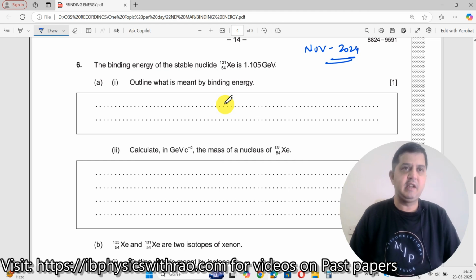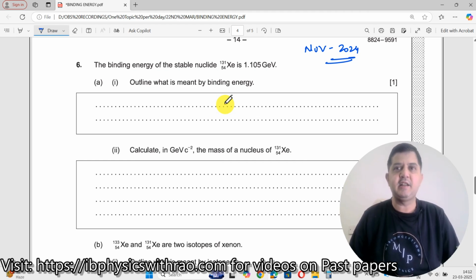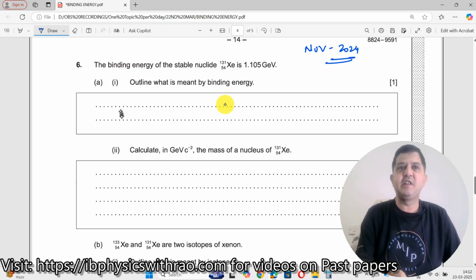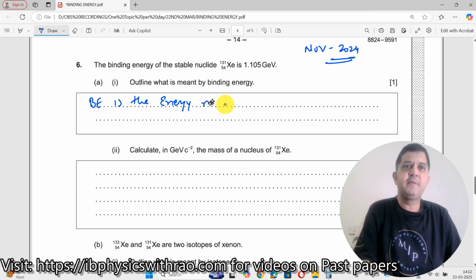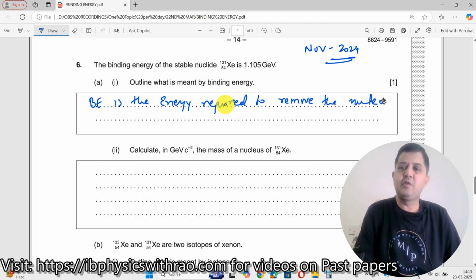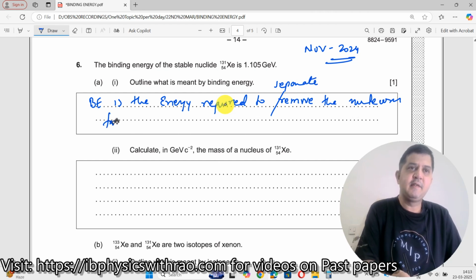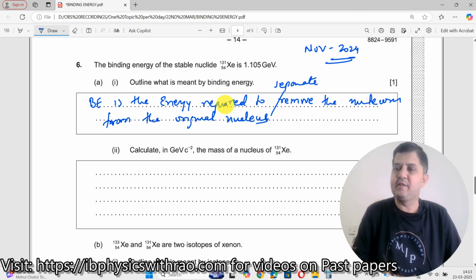This question is also very unique because it gives you a different perspective of binding energy. Let us look into it. So the first question, as usual, is what is meant by binding energy. Let us write it down. Binding energy is the energy required to remove, or you can also say separate, the nucleons from the original nucleus.